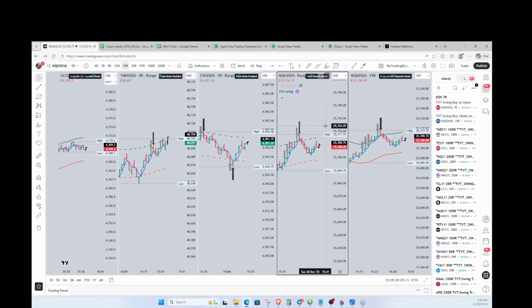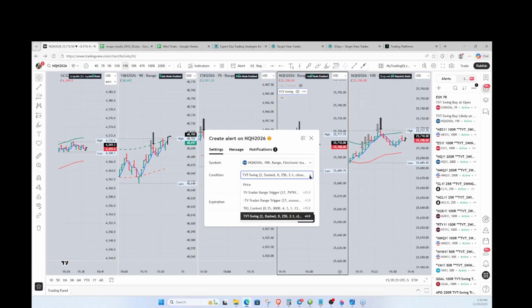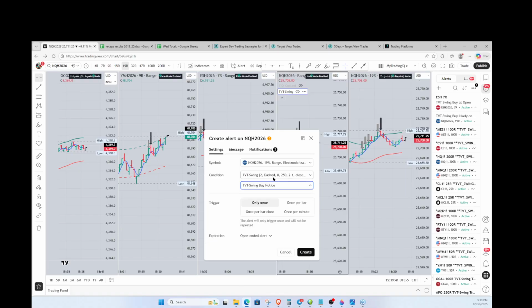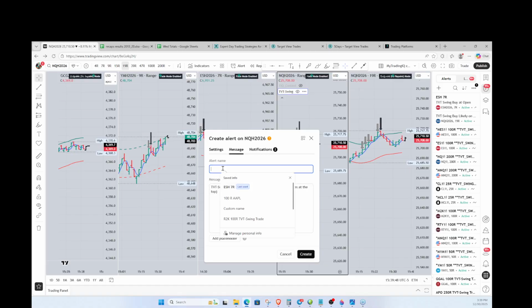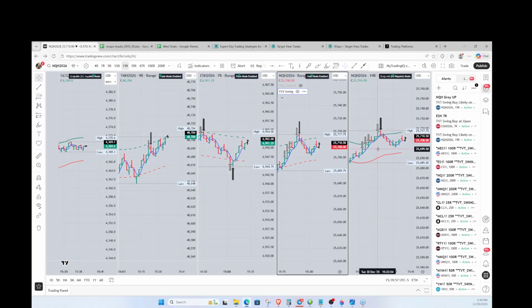I don't know if we're going to get another black arrow pointing up. But if I do the same alert here on the NQ, I'll do add alert on this, and let's do the gray arrow, because we'll probably get some of those. Buy notice. Okay, once per bar close, and for notification, we'll have it pop up on the side. The message, just say NQH gray up. And create. Okay, so the next gray arrow we have pointing up is going to trigger an alert for us. And that's all you have to do.